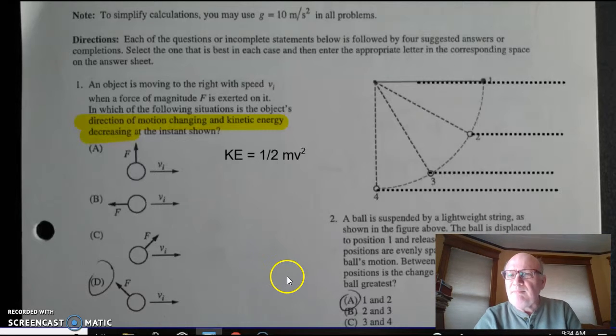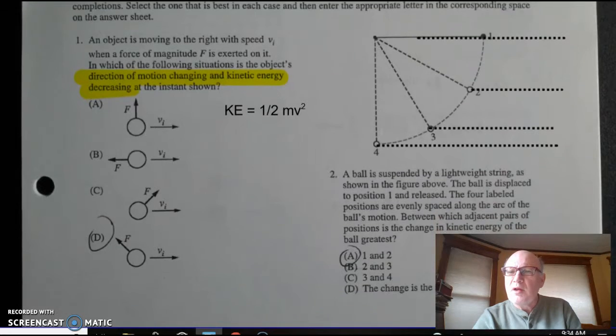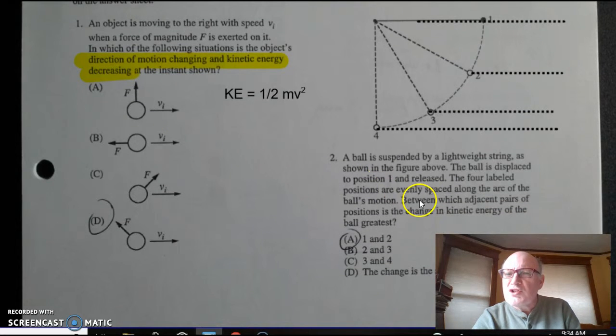If we take a look at the second question, I've superimposed some lines here to help us think about it. In the second question, there's a ball on a rope that is suspended and then let go, and it starts to arc out like a pendulum would. It starts to arc out a path here with positions 1, 2, 3, and 4 identified. And the question says, between which adjacent pairs of positions is the change in kinetic energy of the ball the greatest? So is it greatest between 1 and 2, between 2 and 3, or between 3 and 4?